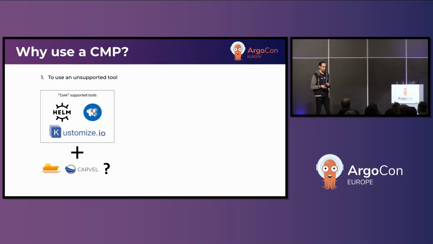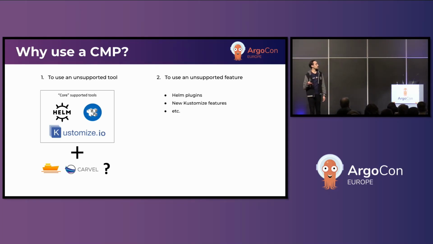Why would anyone want to use a CMP? That's config management plugin, and I'll probably just refer to them as plugins most of the time. The first main reason people use them is to use an unsupported tool. Out of the box, Argo CD will let you use Helm, Kustomize, Jsonnet, or just plain old manifest files. If you want to use something like Grafana Tanka or YTT and Carvel, then you might want to use a plugin for that. That's how you'd add support.